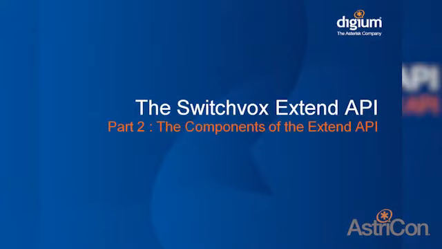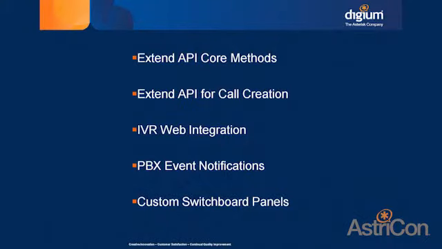So let's talk about sort of the nitty-gritty here. What is Extend made of? These are the components of Extend, and some of them are sort of related. We've got the core methods of the API. We've got the API for call creation, which is technically sort of part of core methods, but it existed before, and so it sort of fits in a little differently. And then we've got IVR Web Integration, PBX event notifications, and custom switchboard panels. So we're going to start with the core methods.